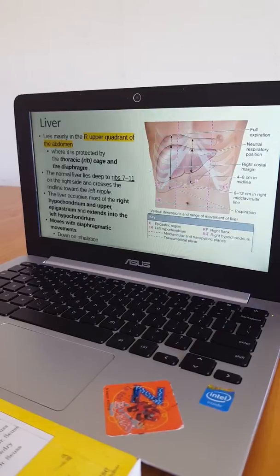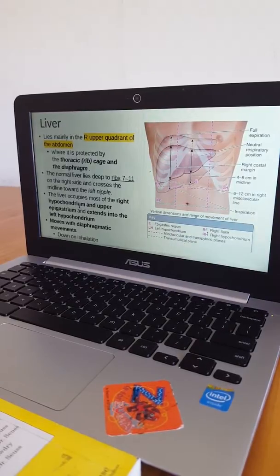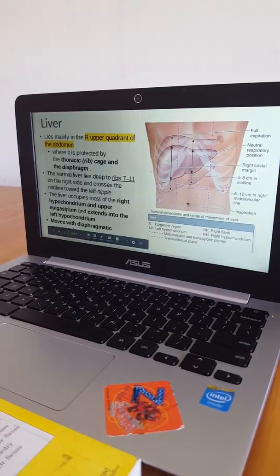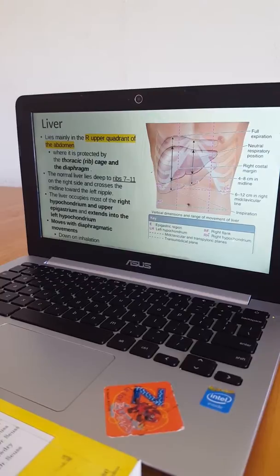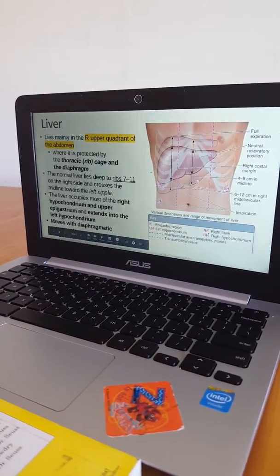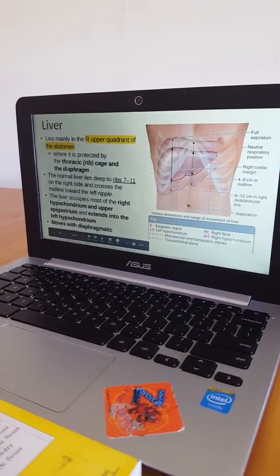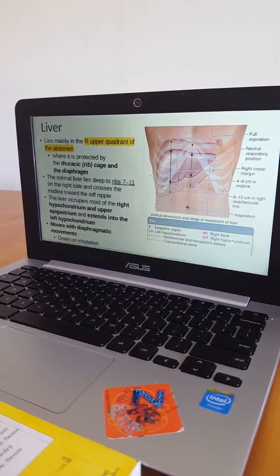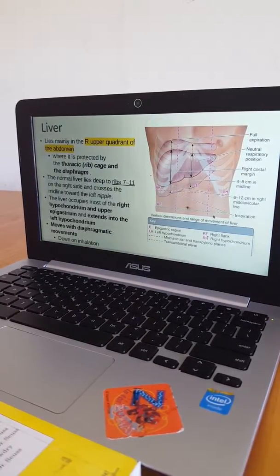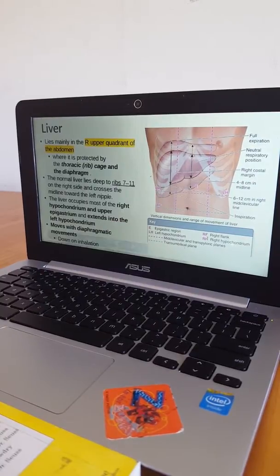So this is pretty much the anatomical explanation. The liver occupies most of the right hypochondrium and upper epigastrium and extends to the left hypochondrium. This is explaining something in anatomical terms because we're talking about quadrants. What I explained earlier was in layman's terms. But if you know the quadrants, you can see what I was explaining, that there were 2 vertical lines and 2 horizontal lines.